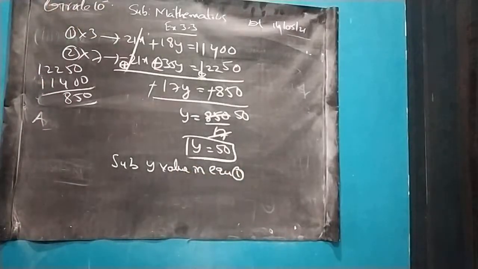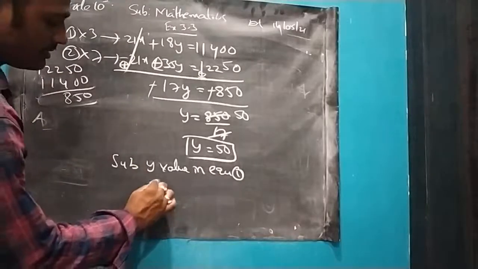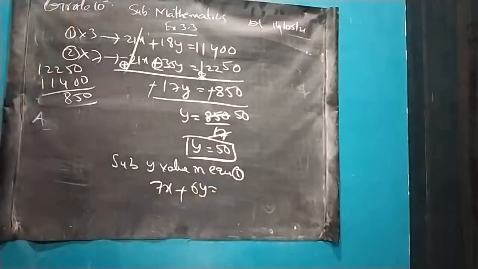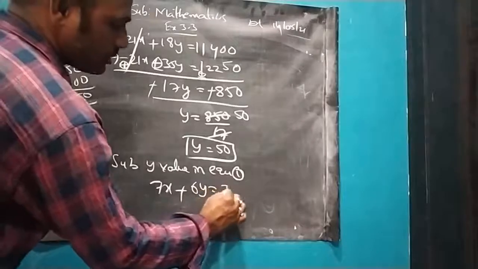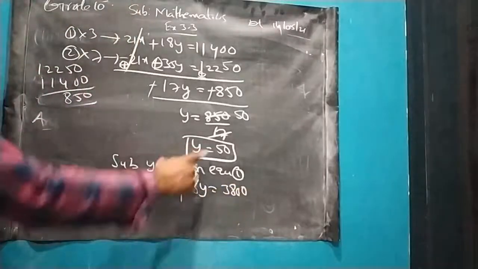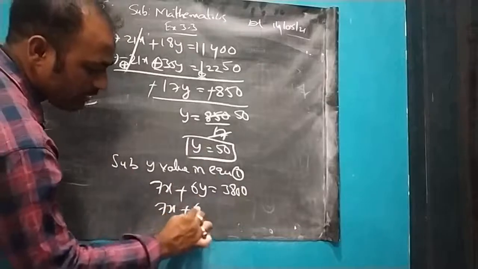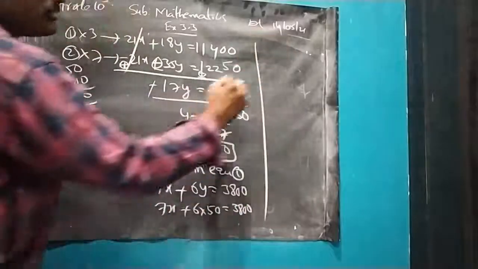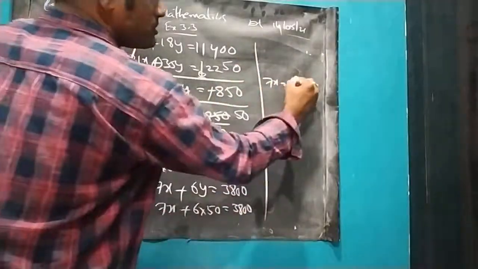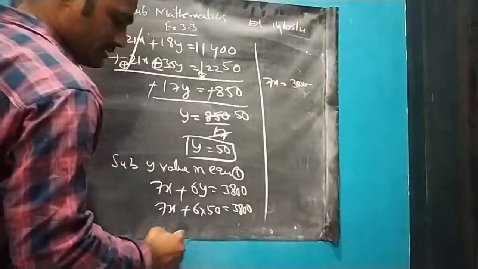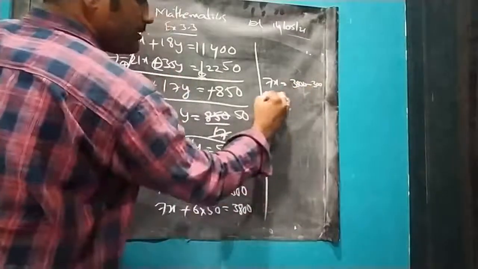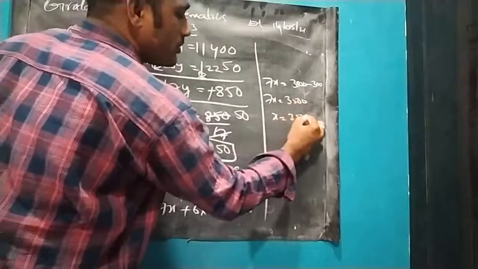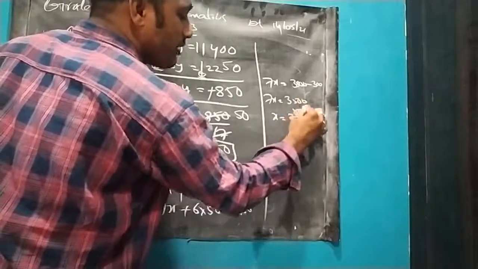What is the equation 1 here? 7x plus 6y is equal to 3,800. So let me substitute y is 50. That is 7x plus 6 into 50 is equal to 3,800. So 7x is equal to 3,800 minus 300. So 7x is equal to 3,500. So x is equal to 3,500 by 7, that is 500.